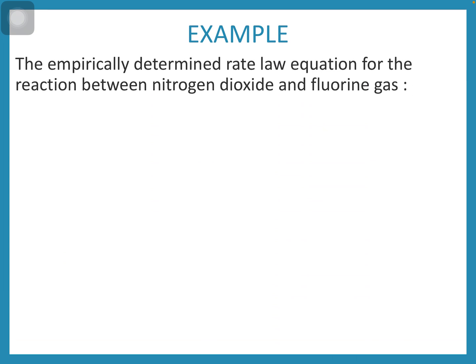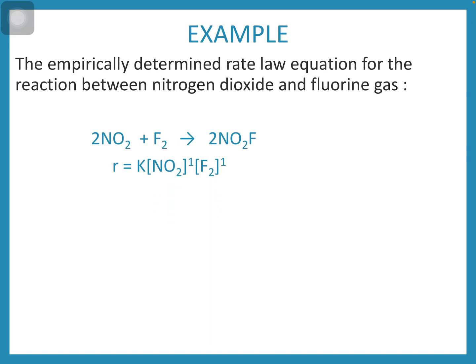So we'll look at a new example here between nitrogen dioxide and fluorine gas. So there's the balanced equation. And we're being given that the rate is equal to K times the concentration of NO2 to the exponent 1 times the concentration of fluorine to the exponent 1. So both of these reactants are first order reactants, which means if I double the concentration, the rate doubles. And overall, it's a second order reaction.